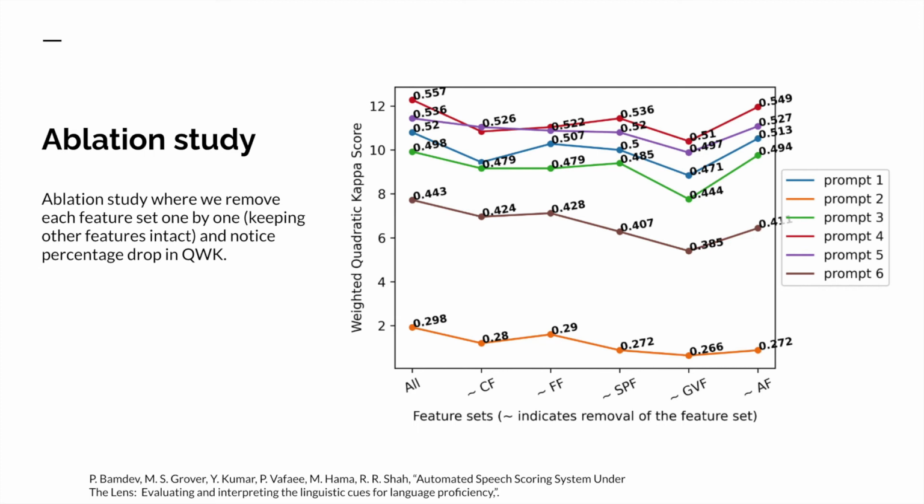Dropping grammar and vocabulary features showed significant impact on quadratic kappa across all prompts. The drop percentage ranged between 7 to 13% for each prompt, thus confirming the impact of capturing grammar construct and vocabulary usage. More results can be found in the paper reference below.